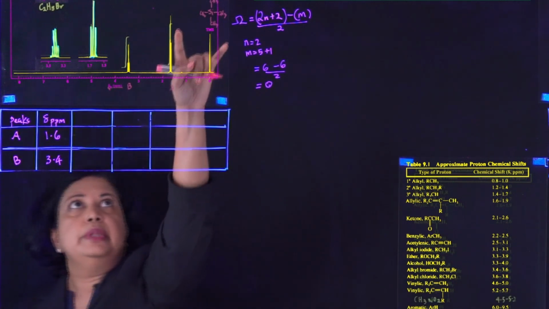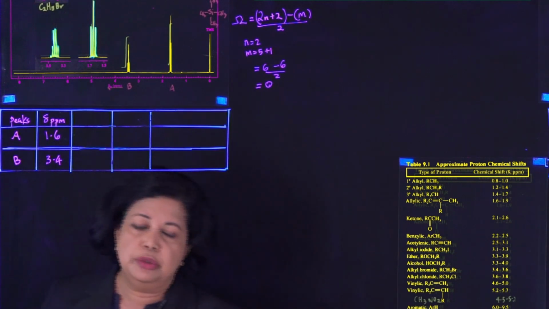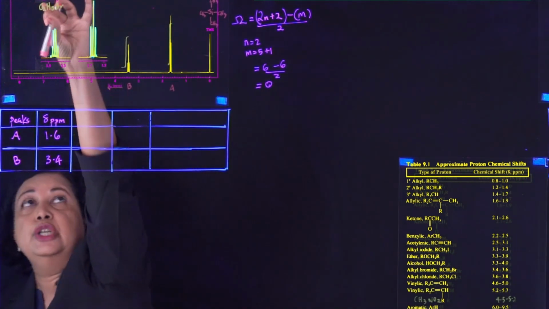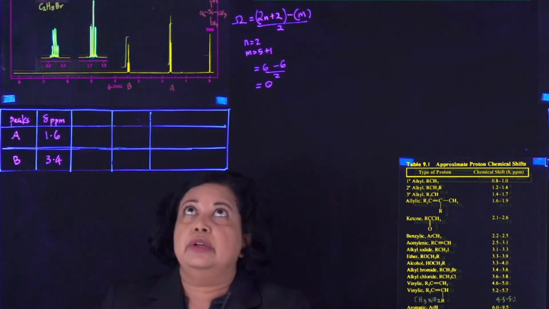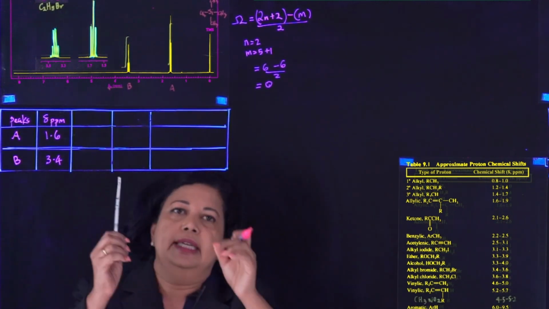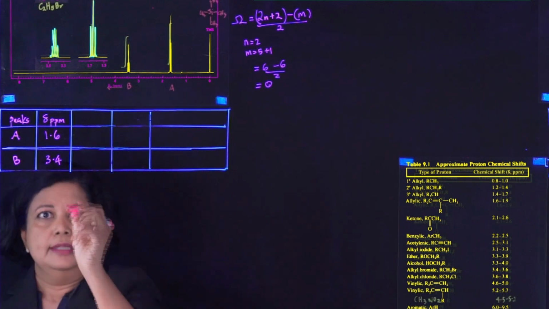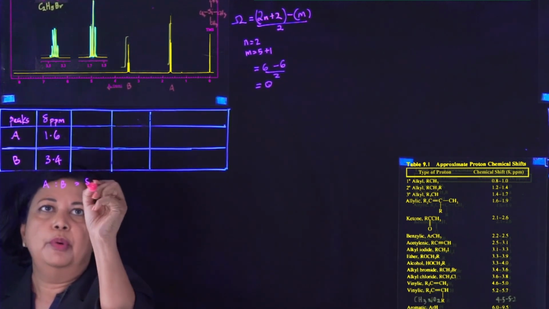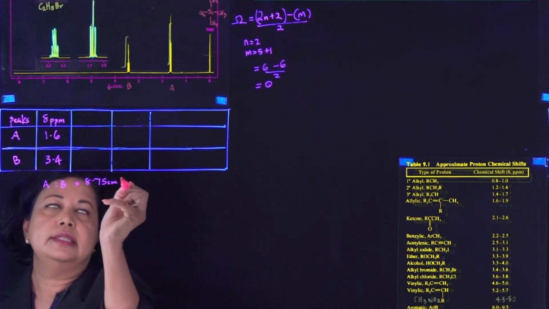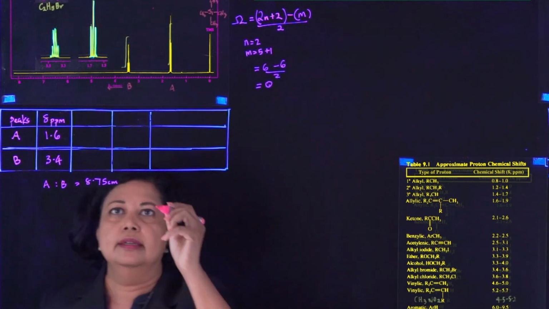Let's go in and do the integral. To do the integral, we take the heights, find the ratio of the heights, and distribute the hydrogens along that ratio. So over here, if I measure this, you can take a ruler and do this, 8.75 centimeters. So A is to B is 8.75 centimeters, and this is about 5.9.